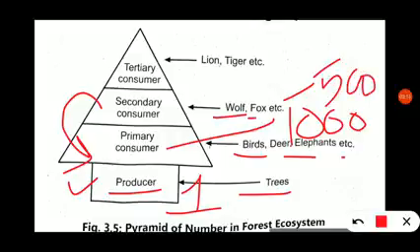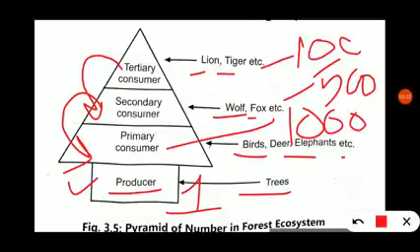And last are the top consumers, that is the tertiary consumers, which feed on the secondary consumers, that is lion and tiger. The number of these tertiary consumers is less than the secondary consumers, and we consider it as 100.